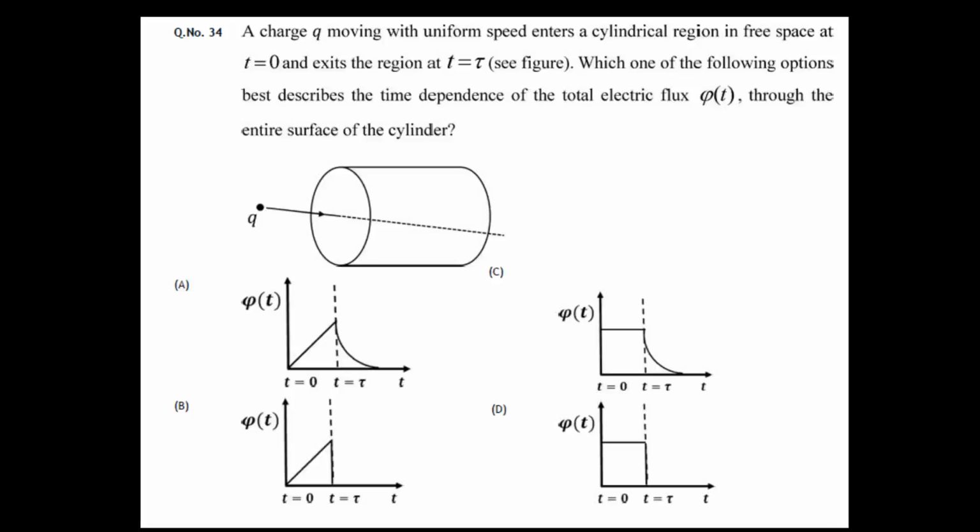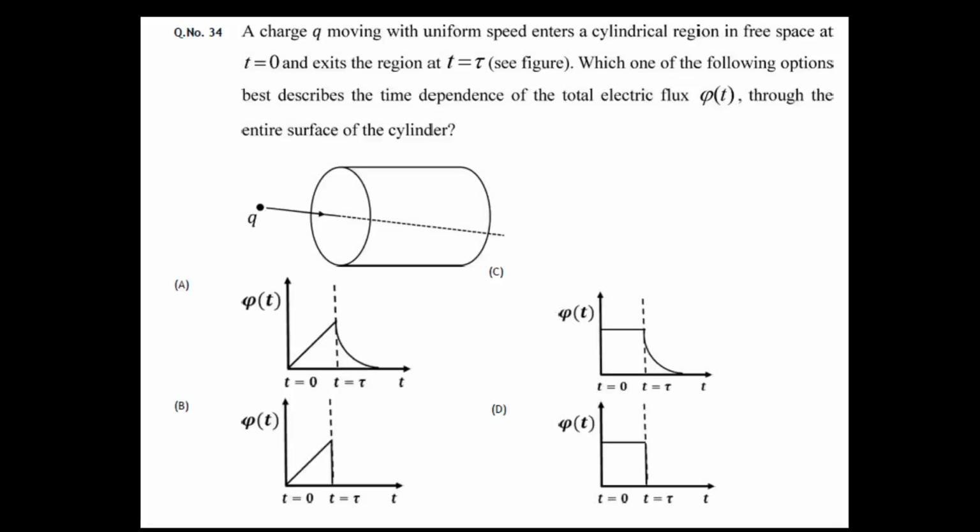We know that the flux through the cylinder is given by the formula q divided by epsilon naught. As the charge q is constant and epsilon naught is constant, the total flux through the cylinder must be a constant, and also the flux when the charge is outside the cylinder is 0. If you see options A and B, the flux inside the cylinder varies with respect to time, but the flux inside the cylinder is constant. So options A and B are wrong.